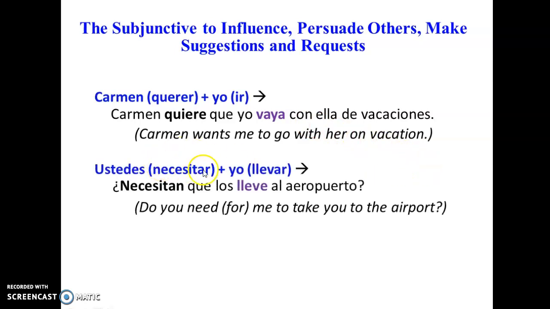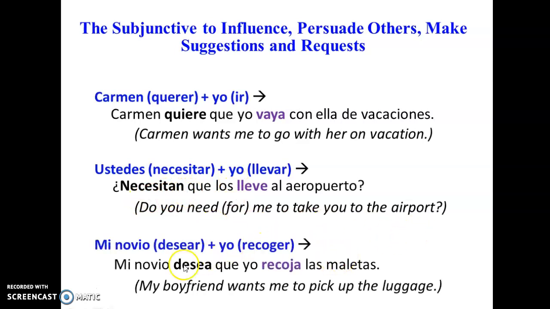Ustedes necesitan que los lleve al aeropuerto. So ustedes is one subject, and yo is the other subject. And then the verb necesitar and the verb llevar, to take or to drop off. So do you need me to take you to the airport? And also persuasion.